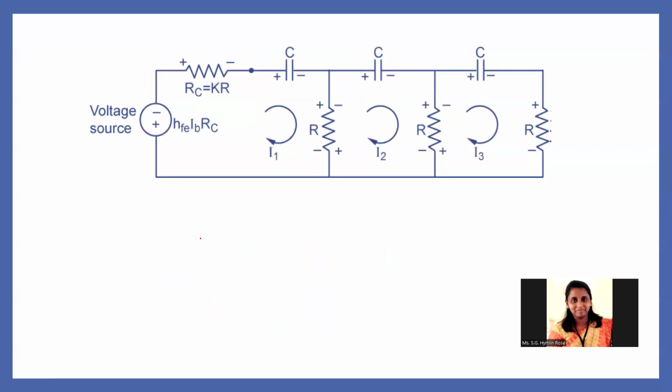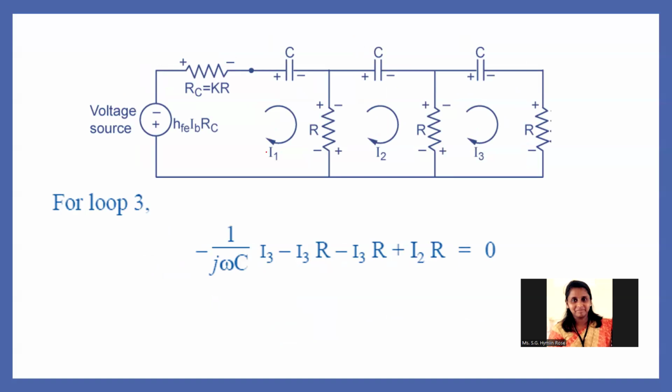Similarly, apply KVL for loop 3. Here also you don't have any voltage source. So minus 1 by j omega C I3. The current here is I3 minus I2, so minus I3 R plus I2 R, and you have one R value here, so minus I3 R. Totally it becomes minus R into I2 plus 2R plus 1 by j omega C into I3. We don't have any I1 term here.